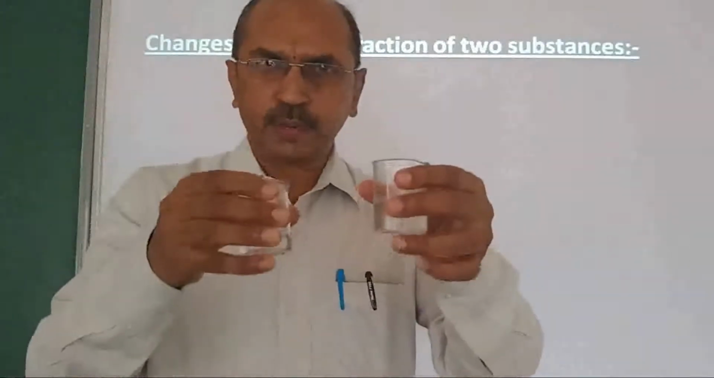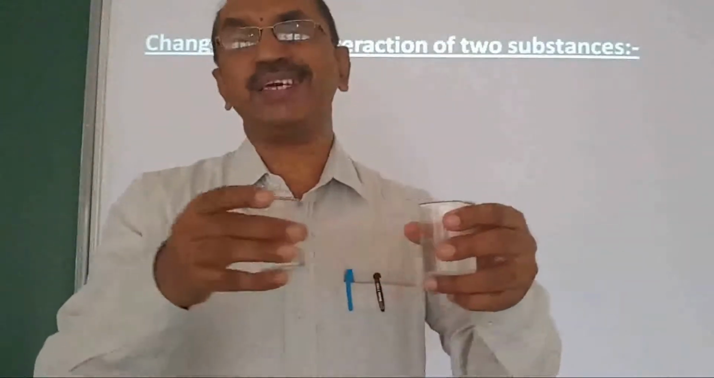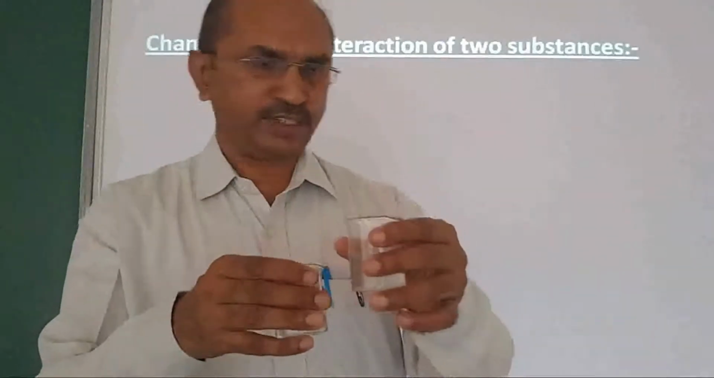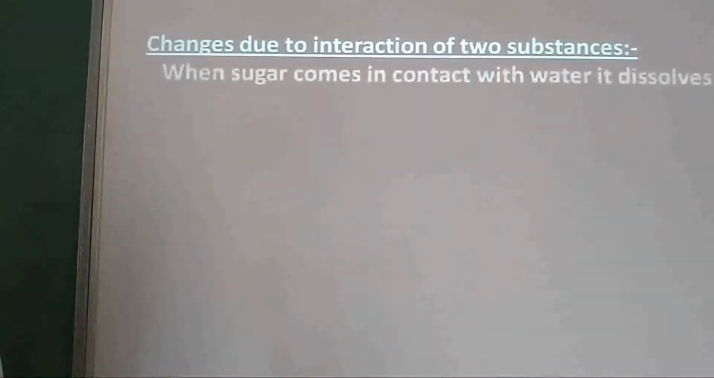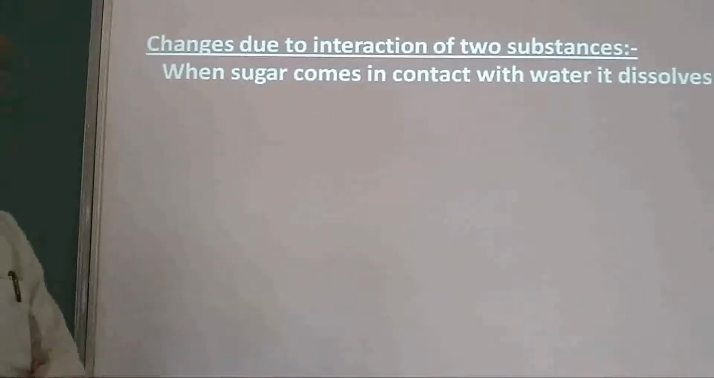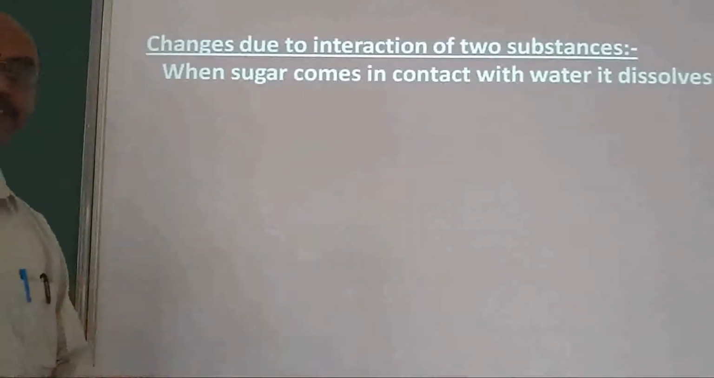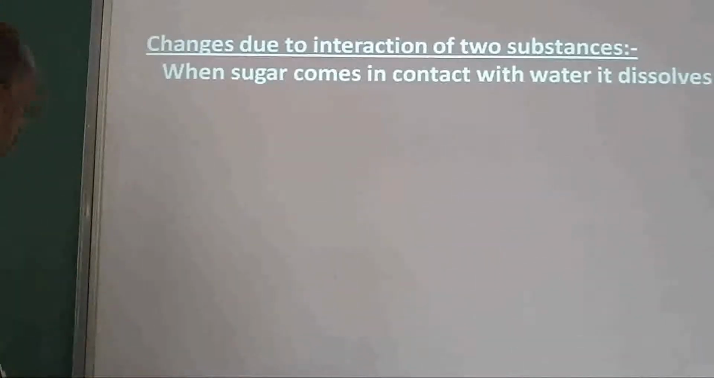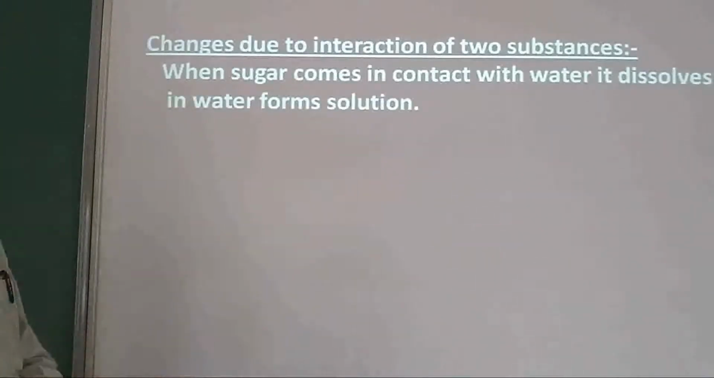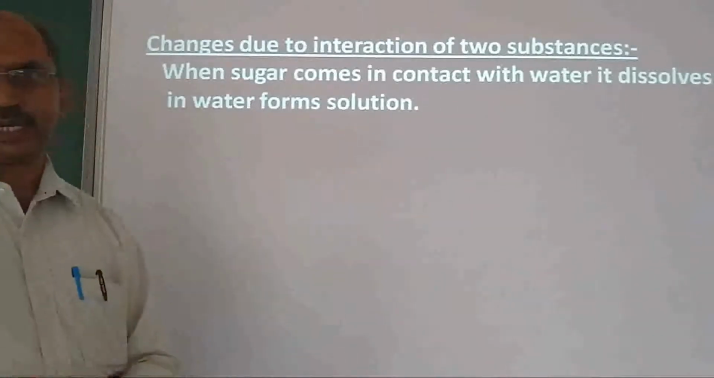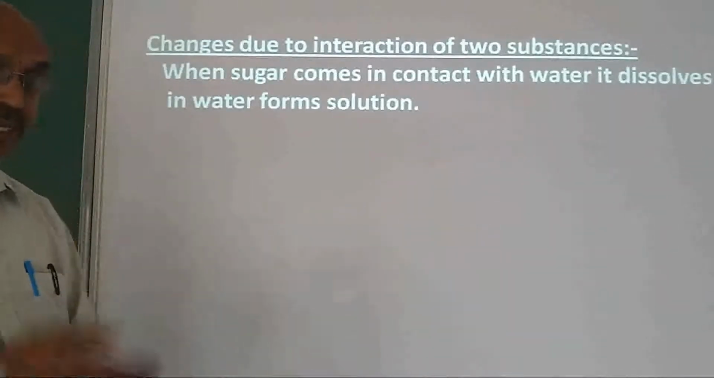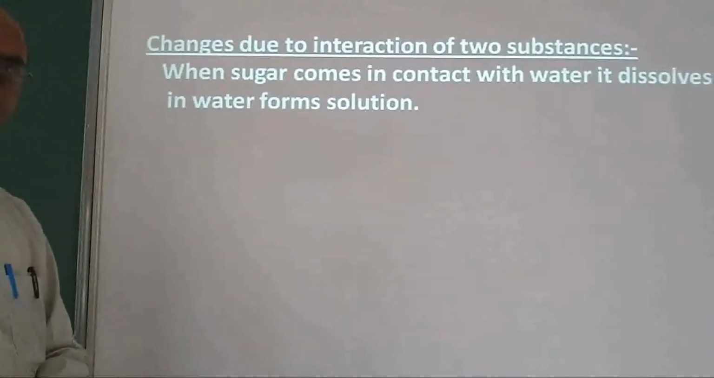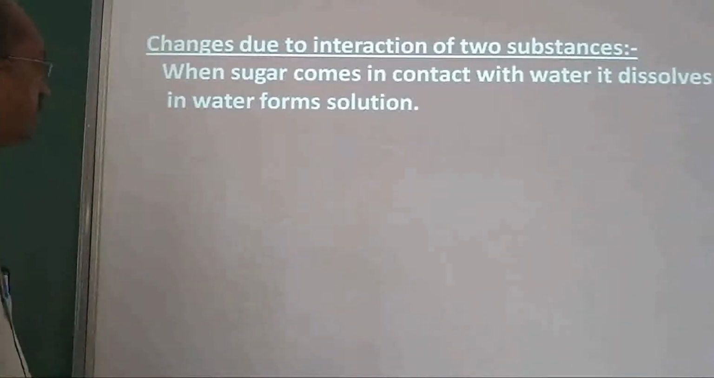So when two substances come in contact with each other, a physical change also takes place. When sugar comes in contact with water, it dissolves. As you observed with the salt, in the same way, when sugar comes in contact with water, it dissolves and forms a solution. When salt dissolves in water, it forms salt solution. When sugar dissolves in water, it is called a sugar solution. In the same way, when glucose dissolves in water, glucose solution will be produced.